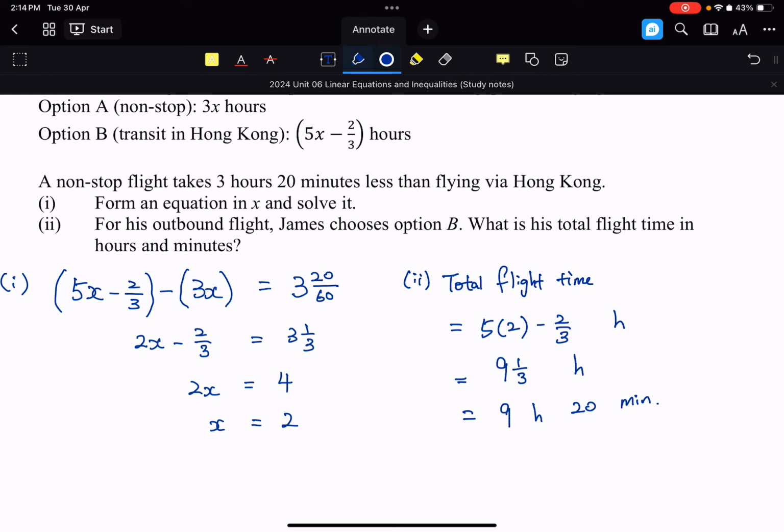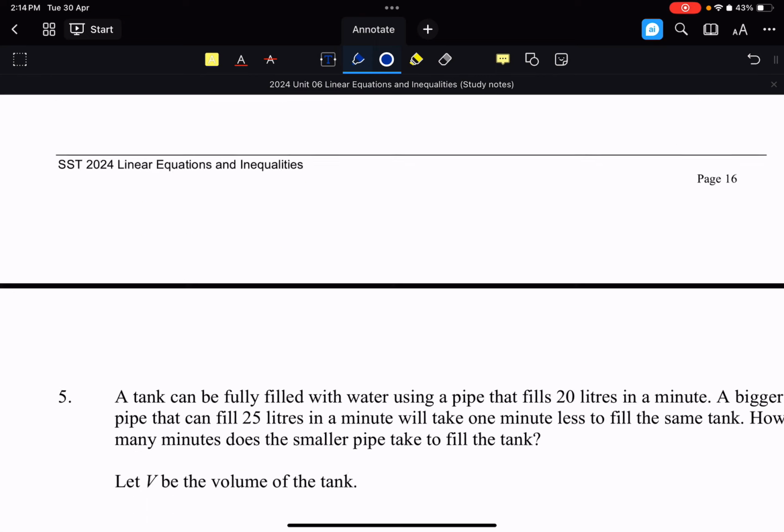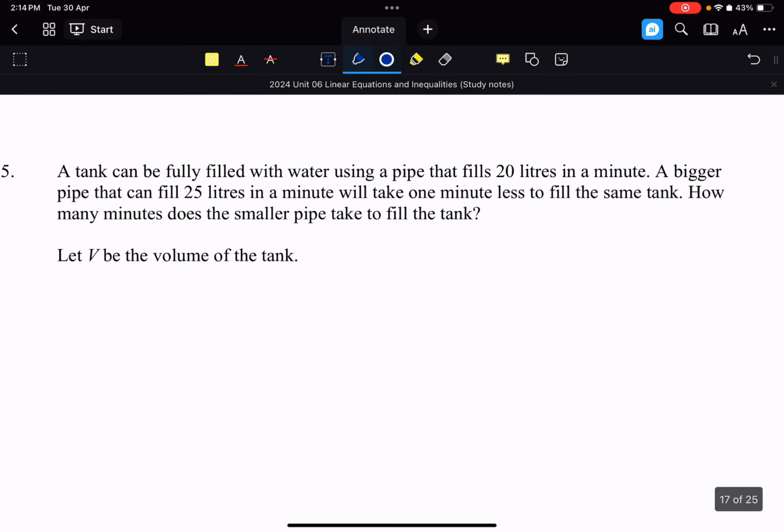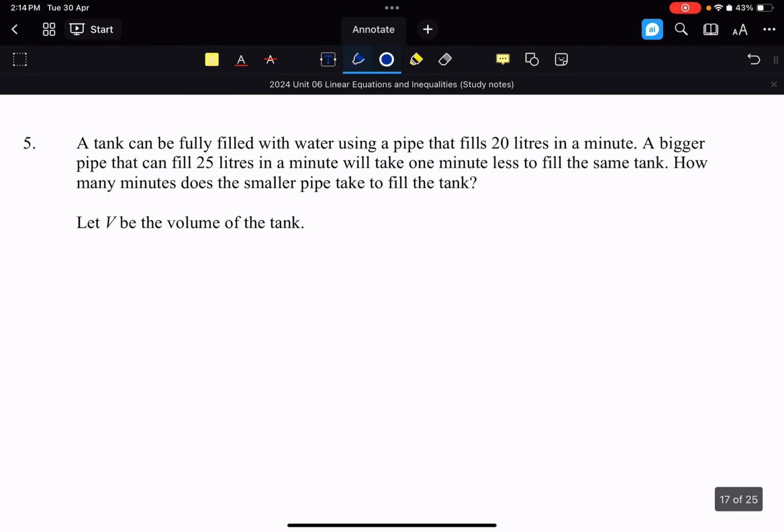Is there more examples prepared for you? Yes, there are more examples. I hope you have been practicing all these examples before you compare answers. We have a tank that's fully filled with water using a pipe that fills 20 liters in a minute. A bigger pipe can fill 25 liters in a minute and will take 1 minute less. So the bigger pipe is faster. How many minutes does the smaller pipe take to fill the tank?